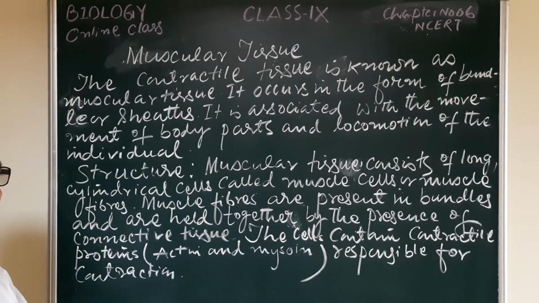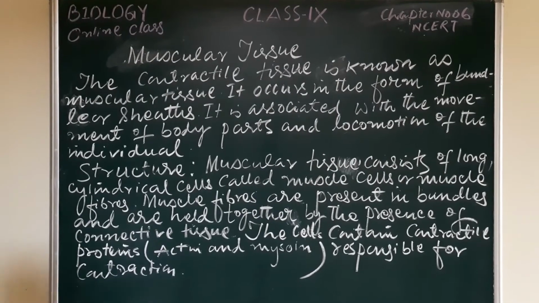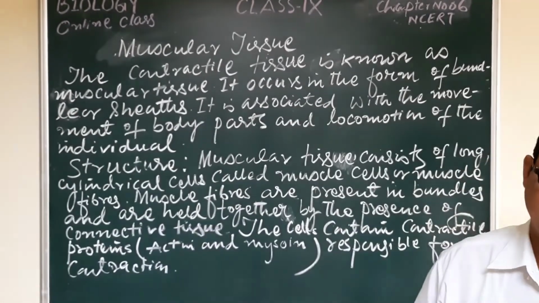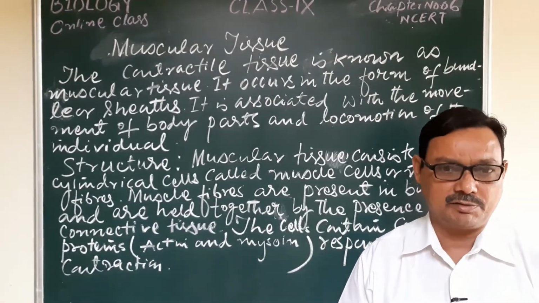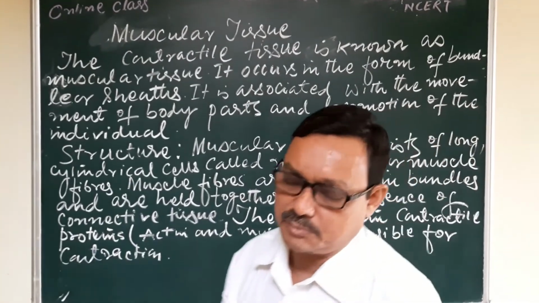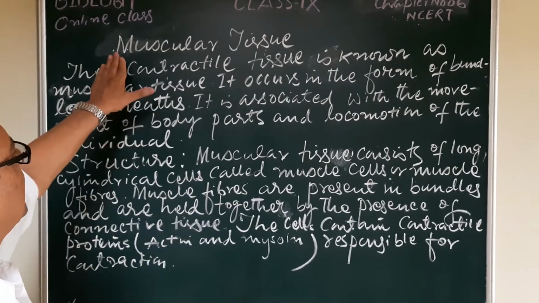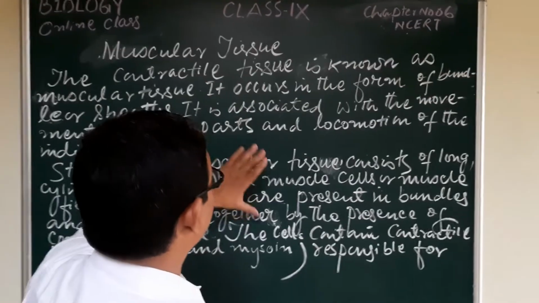The contractile tissue is known as muscular tissue. The movement of the different parts of the body, the locomotion, and all these activities, that means movement and locomotion, are controlled with the help of this muscular tissue. So here there is a short description of this tissue.